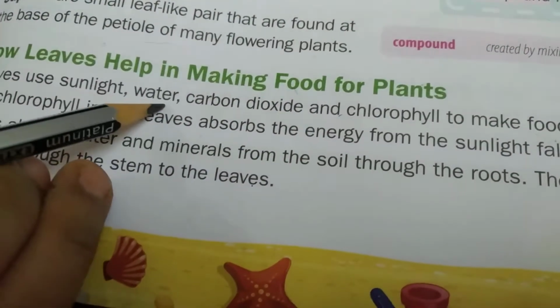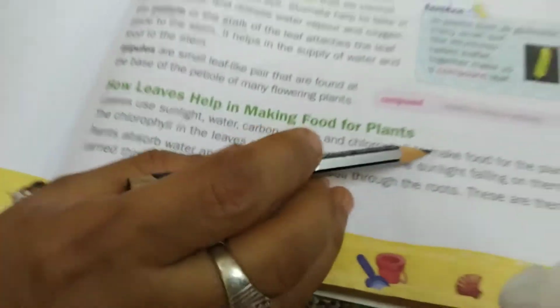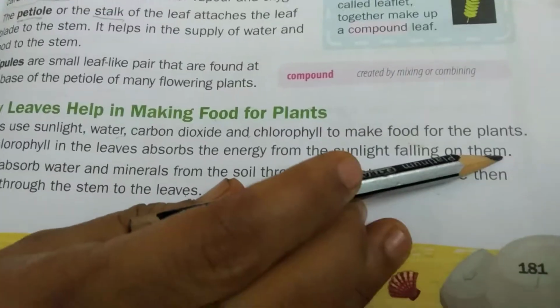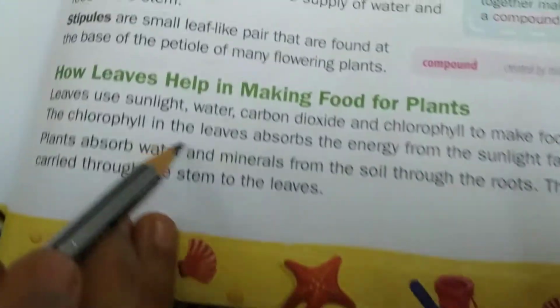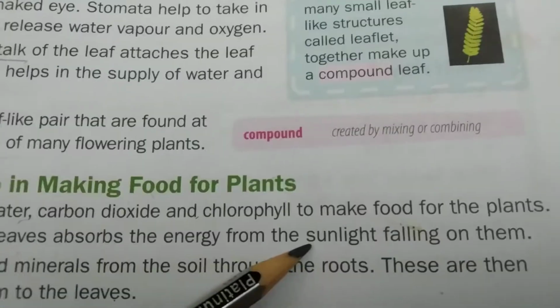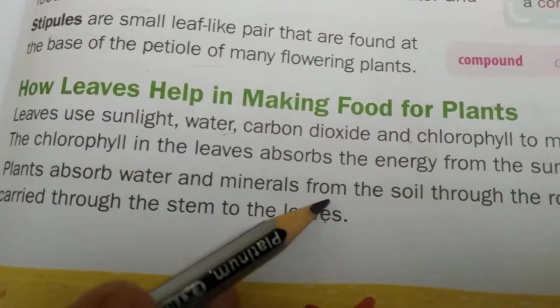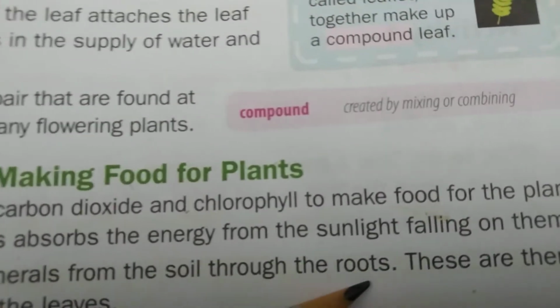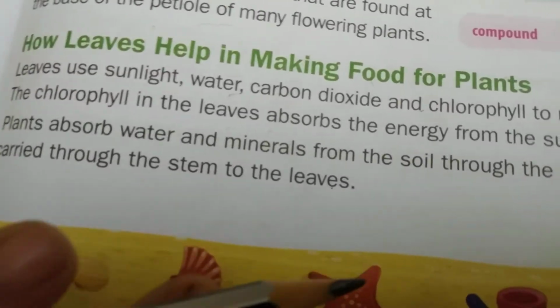How do leaves help in making food for plants? Leaves use sunlight, water, carbon dioxide, and chlorophyll to make food for the plants. The chlorophyll in the leaves absorbs the energy from the sunlight falling on them. Plants absorb water and minerals from the soil through the roots. These are then carried through the stem to the leaves. Turn the page, children. 182.